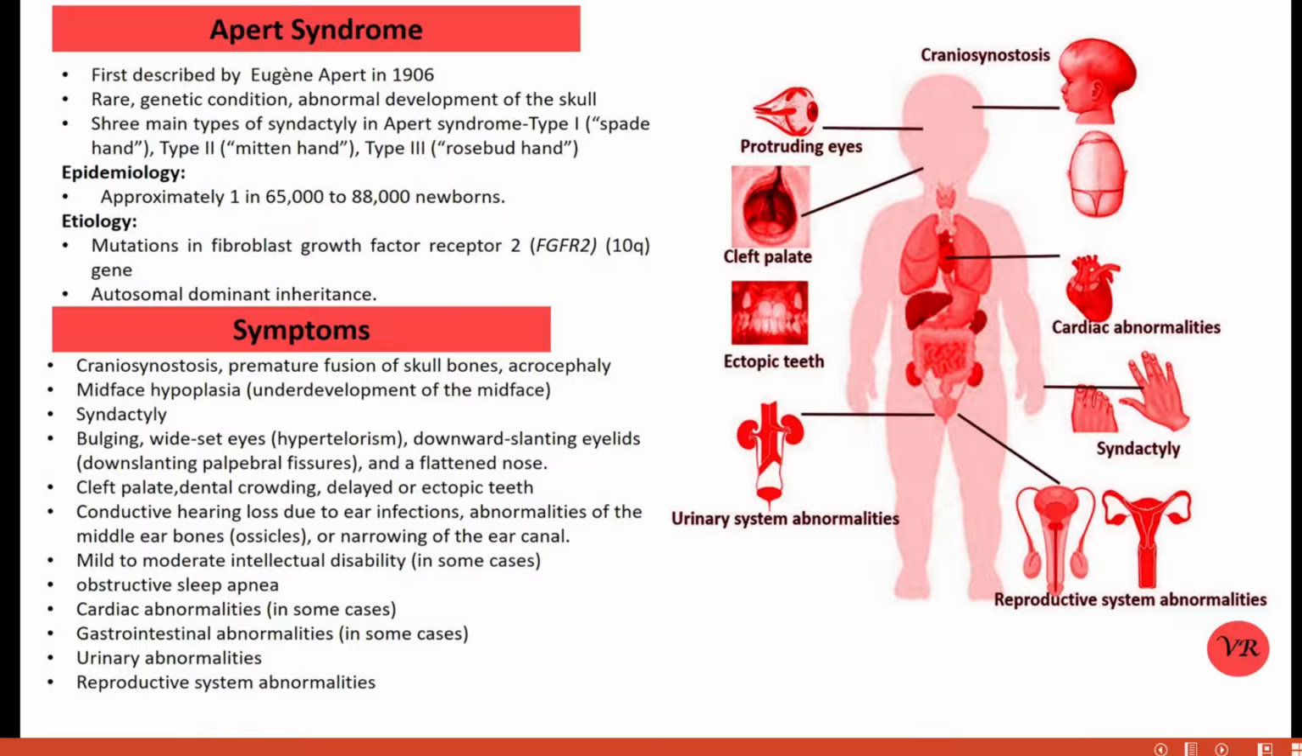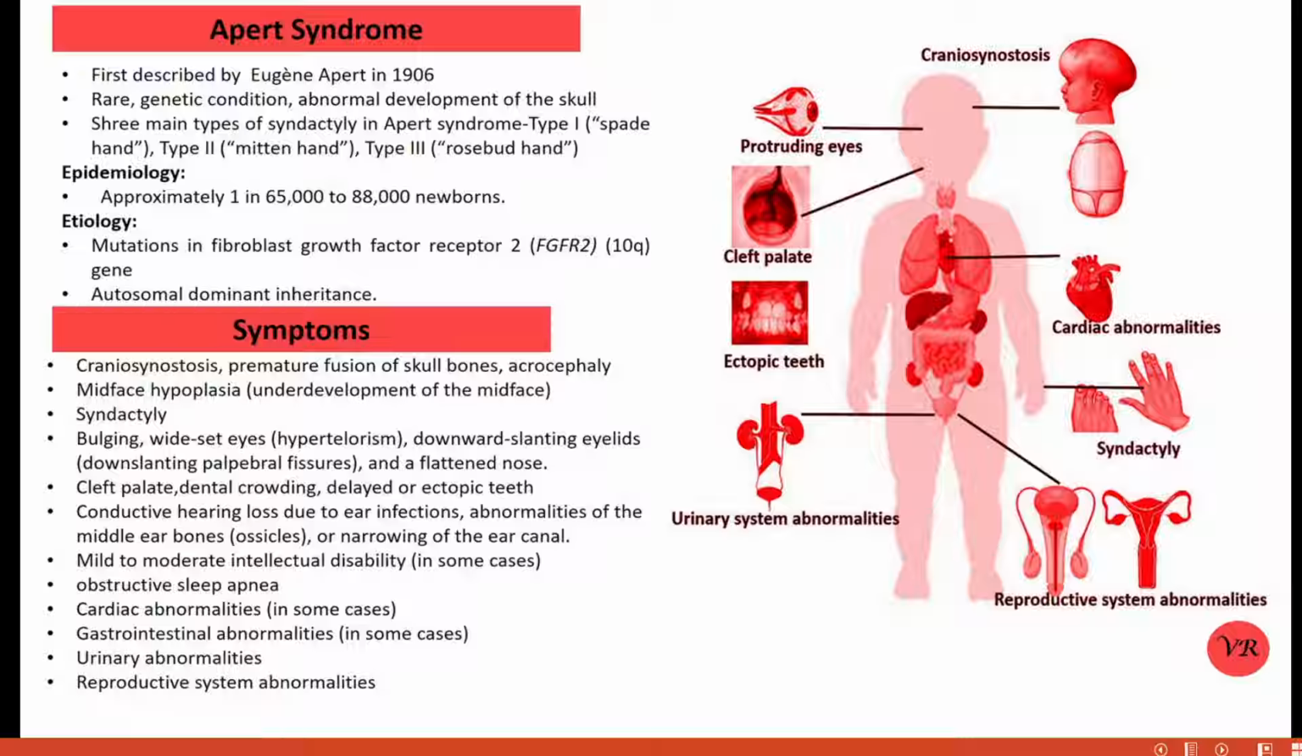Apert syndrome is inherited in an autosomal dominant manner. Most cases, about 98%, are de novo, meaning they are new mutations not inherited from parents. The FGFR2 gene has complete penetrance but variable expressivity.